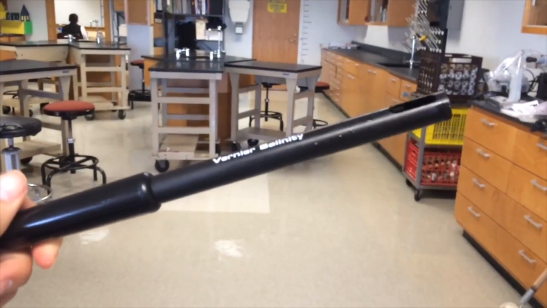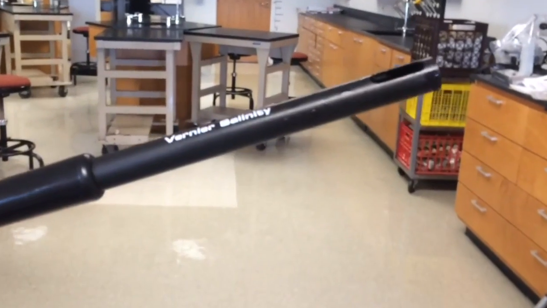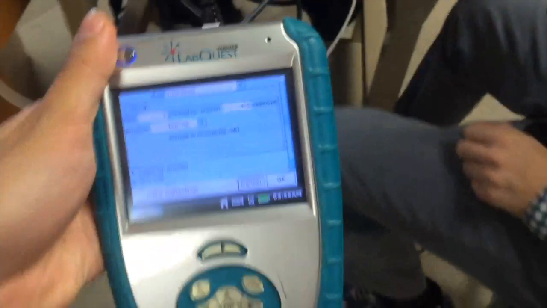This device is called a salinity probe. It measures the salinity or salt concentration in a body of water. This is connected to our LabQuest, which is a data collection device allowing us to analyze the salt concentration in the water.